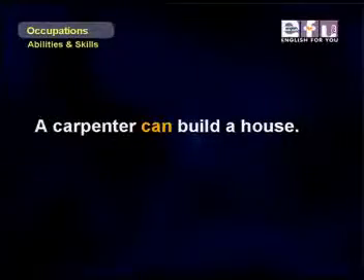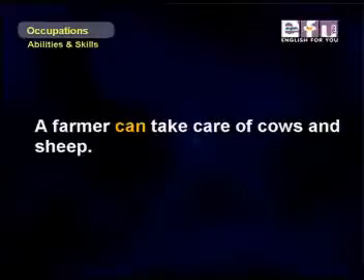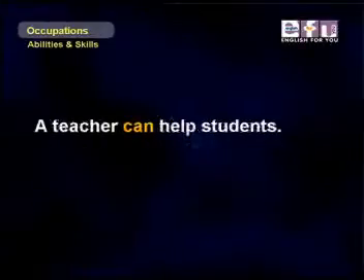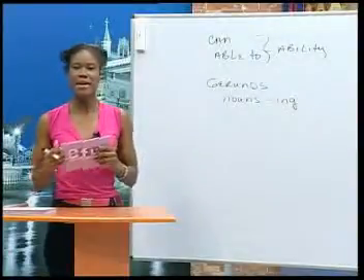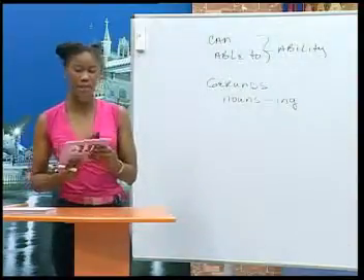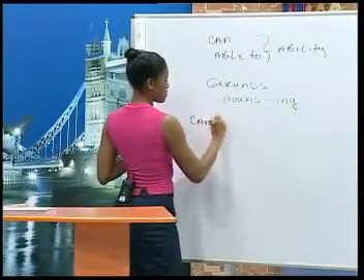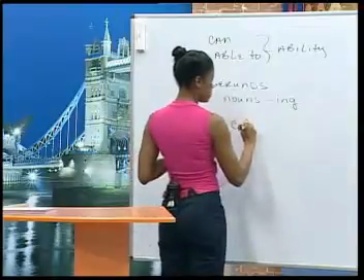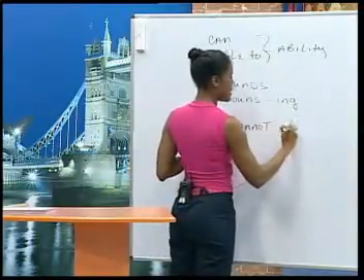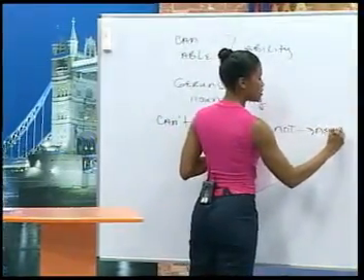A carpenter can build a house. A pilot can fly a plane. A farmer can take care of cows and sheep. A teacher can help students. So can expresses ability in the present and the future. The negative of can is can't, cannot, or can not. These are all negative expressions of can.